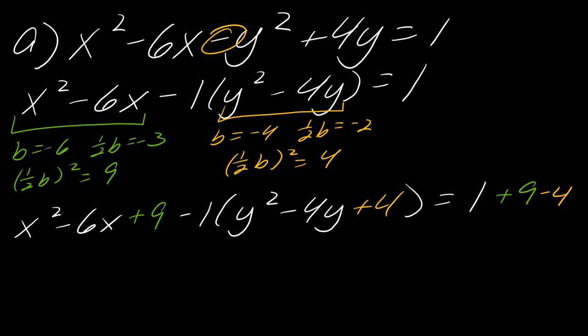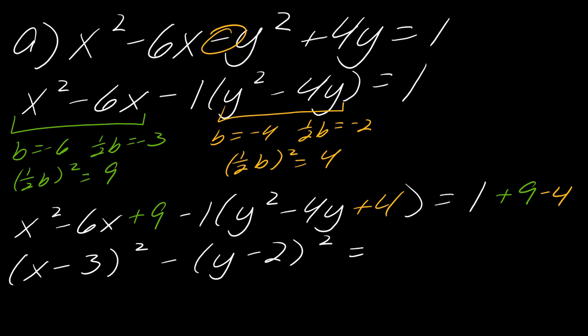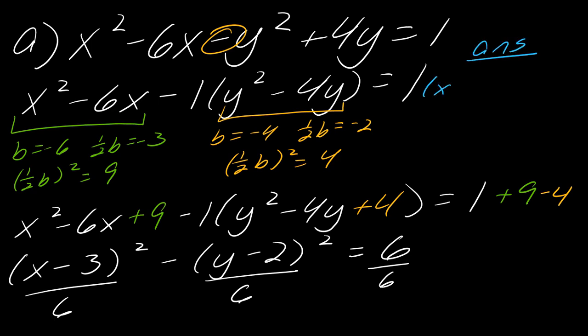All right, so now I can finish factoring. I'm going to drop the -1 now. And so this equals 6, right? Cool. And so now I can divide everything by 6 because this needs to be a 1. Divided by 6, divided by 6. And I'll just write the answer over here. So this is x minus 3 squared over 6 minus y minus 2 squared over 6. All of that equals 1.